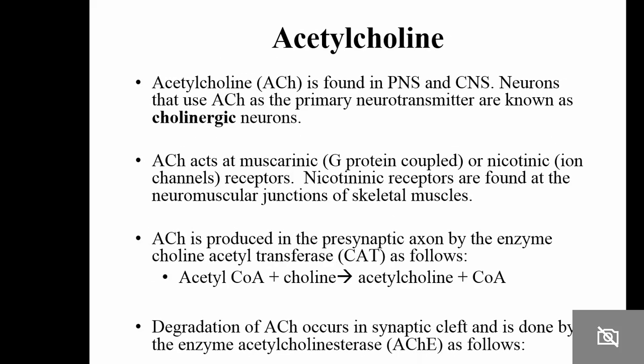All right, so acetylcholine we've talked about a little bit, right? It's found in the peripheral nervous system and the central nervous system. Neurons that use acetylcholine as their primary neurotransmitter are known as cholinergic neurons. So acetylcholine acts on two different subtypes of receptors. There's a really good diagram in your book of this.